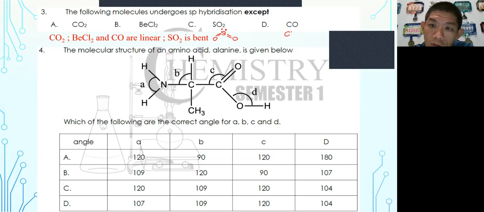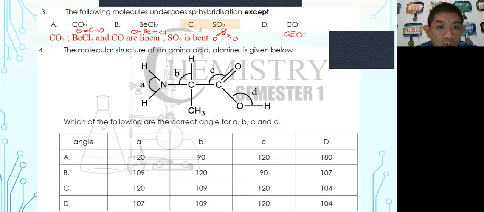Allow me to draw out all the structures for you so you can see clearly how the molecules look, so that you can imagine why it is sp2. So this is how all these molecules look like. So here, the best answer will be C.